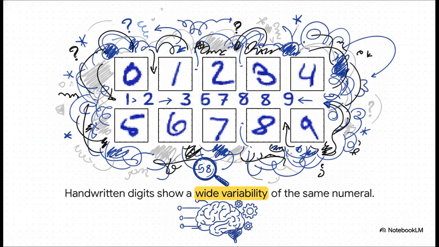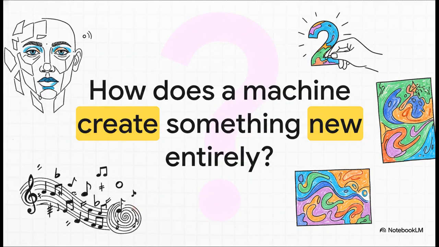So teaching a machine to see all that messiness and still say, yup, that's an 8, well, that's one of the fundamental challenges in AI. We call this classification. Okay, but now flip that coin. What if, instead of just recognizing a 2, a machine could invent a totally new one from scratch, one that no human has ever written before, or a human face that doesn't belong to anyone, or a piece of music? Now that is a whole other ballgame.